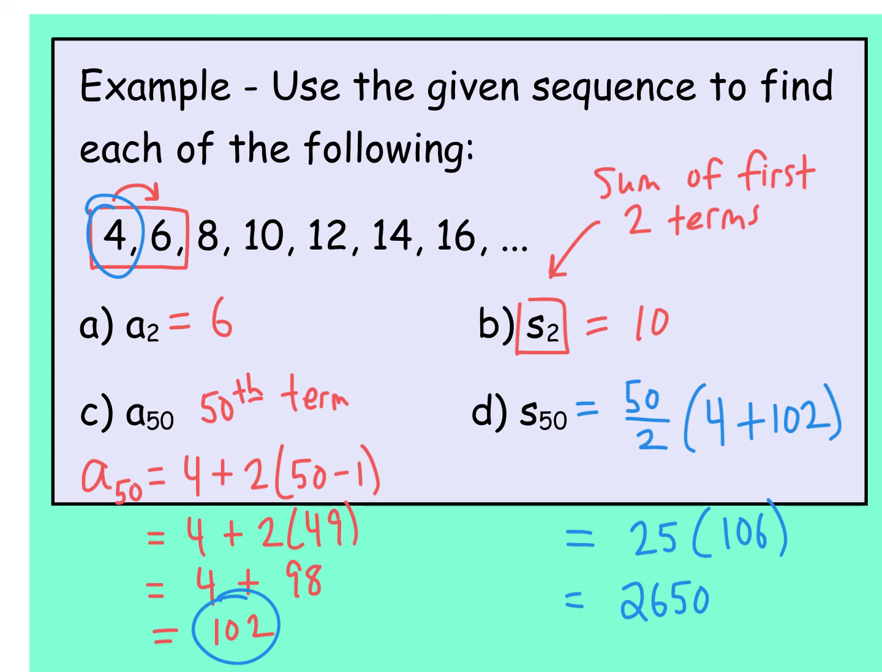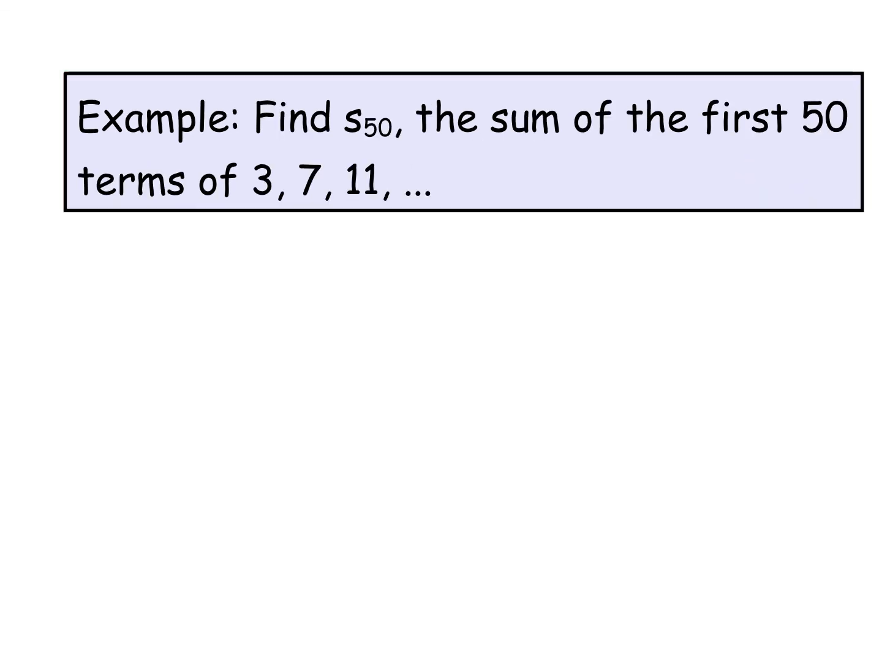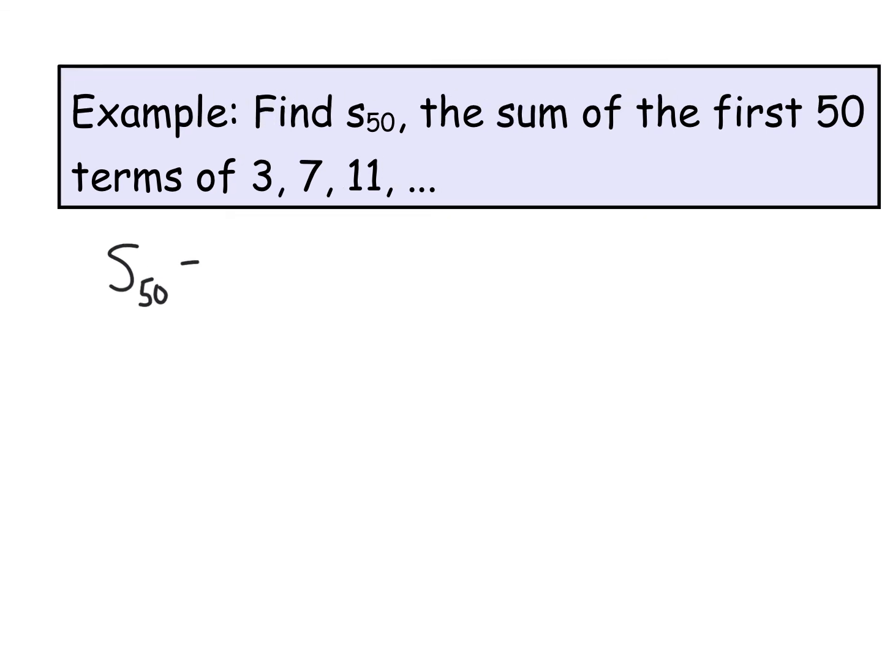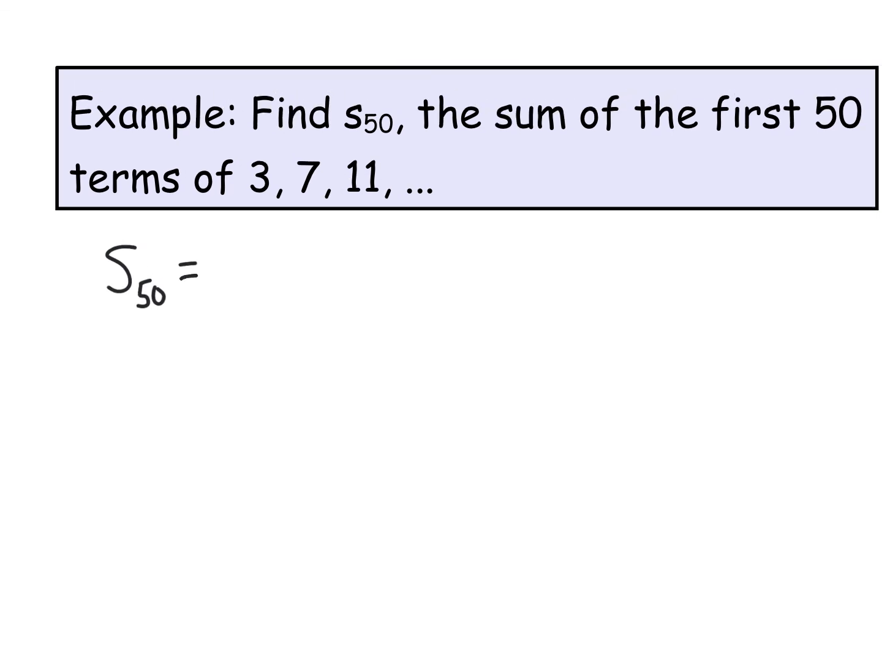All right, let's take a look at one last example. Let's say we have another sequence here, 3, then 7, then 11, and we want to find s sub 50, the sum of the first 50 terms. Let's do this with that alternative version. The main formula is always going to be n over 2. Let me write the formula in terms of general n: n over 2 times a1 plus an. In this case, n was 50, so we would be doing 50 over 2.